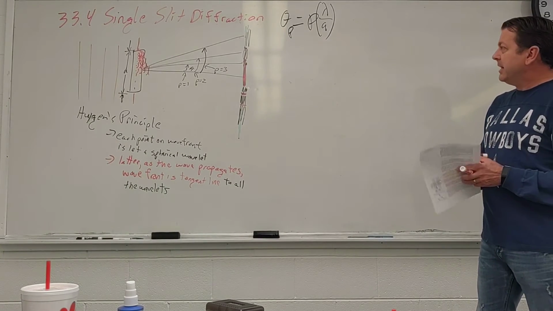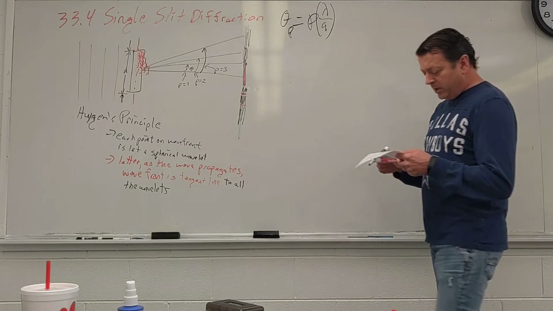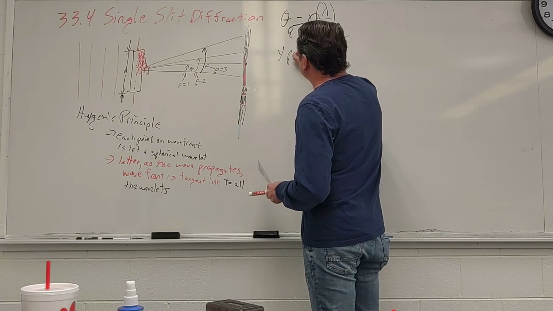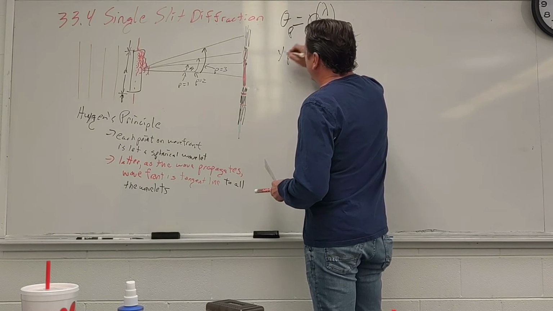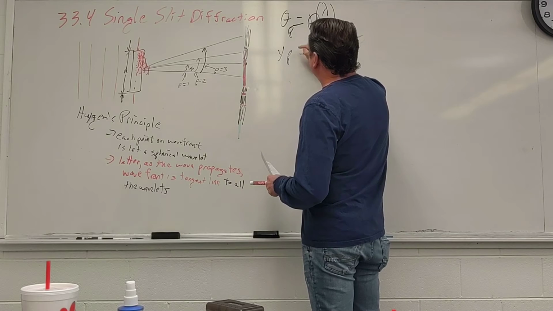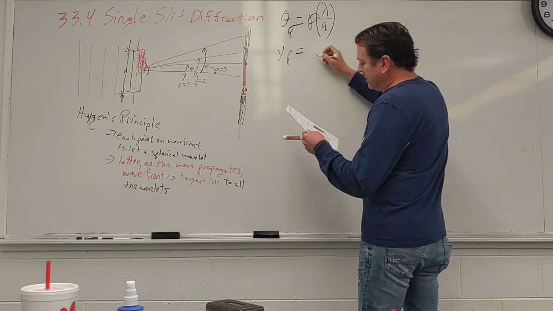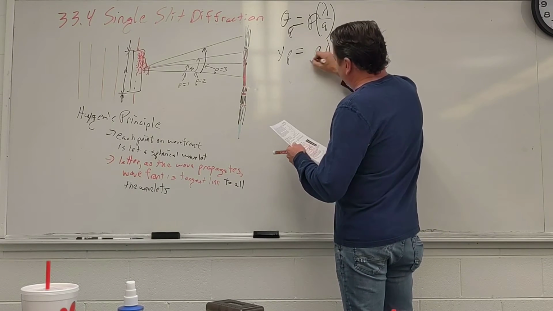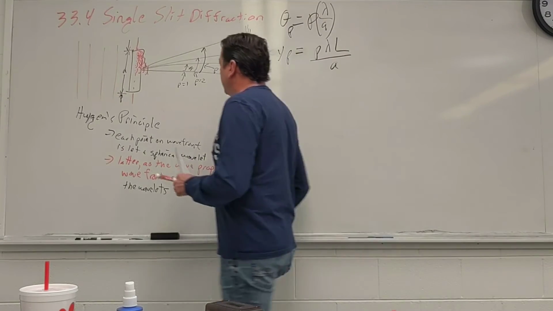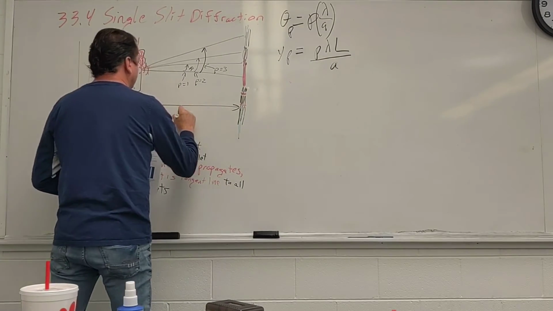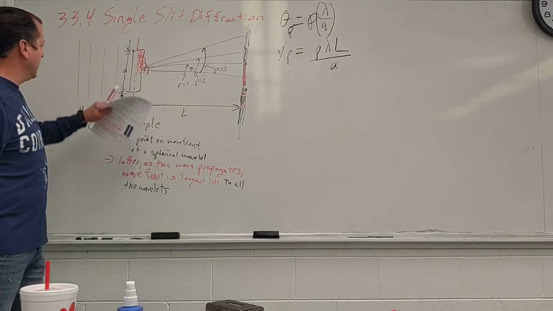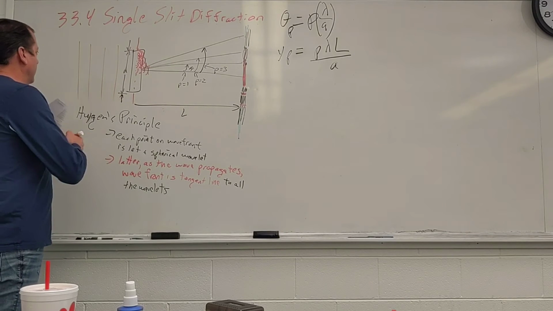Now, that would be the angle for it. If you want to look at the y position, that's where y_p would come from, the y position of it. That would give you p lambda L over a. Again, we're going to say this distance is L. Lambda is the wavelength of light here.